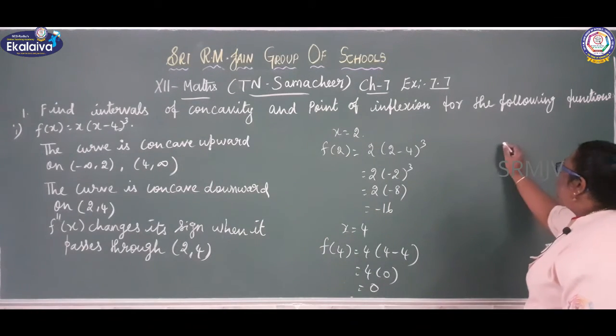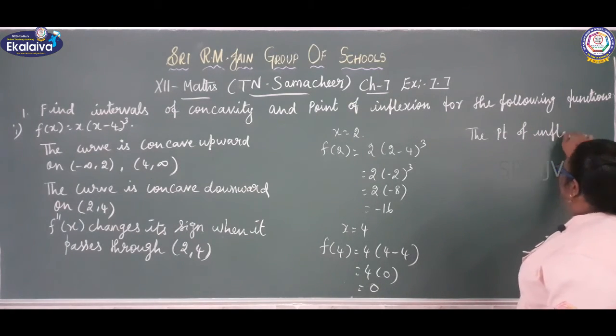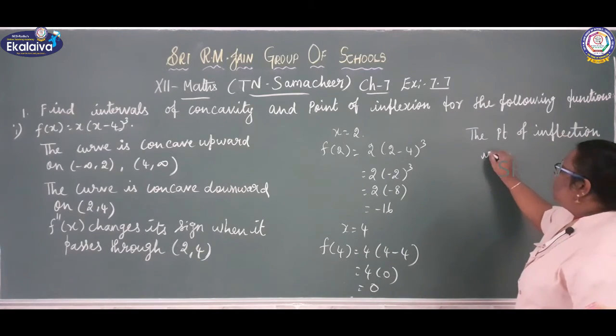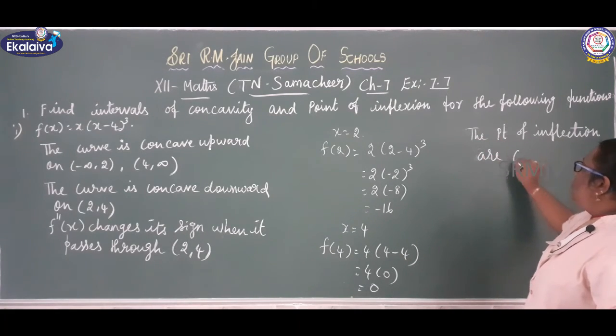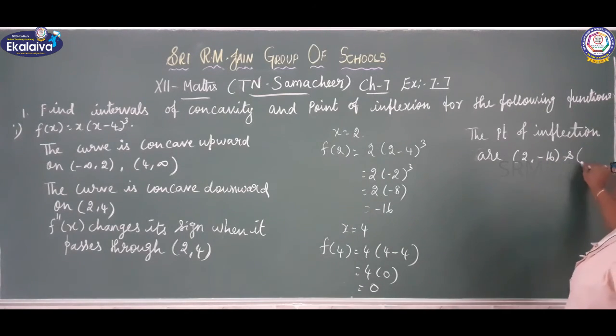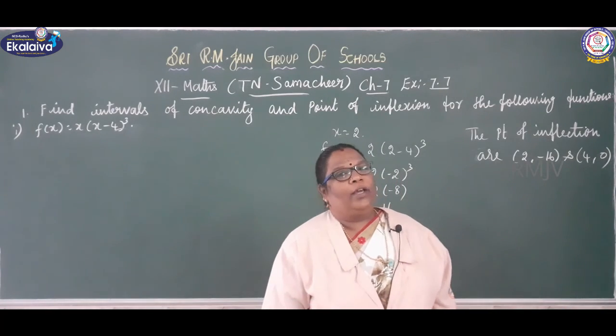So, the points of inflection are 2 comma minus 16 and 4 comma 0. I hope you understood this concavity, children.